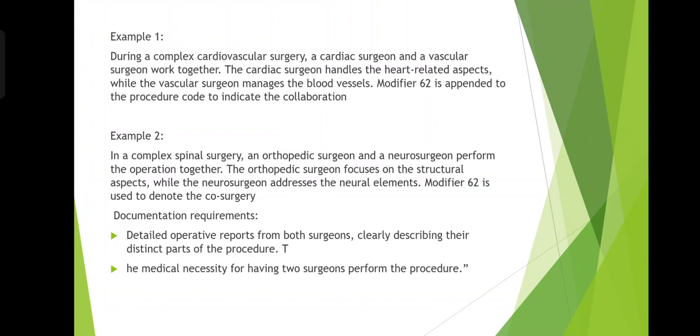Okay, so let's see the documentation requirements for modifier 62. Detailed operative reports from both surgeons clearly describing their distinct part of the procedure should be mentioned. The medical necessity for having two surgeons perform the single procedure should also be mentioned in the documentation.